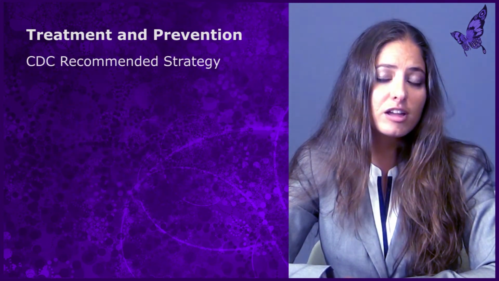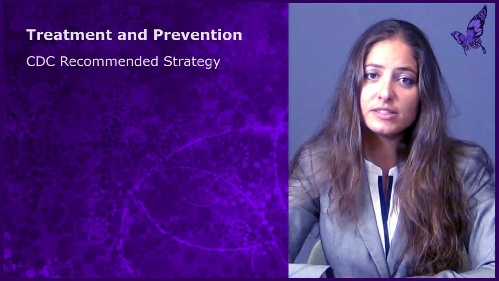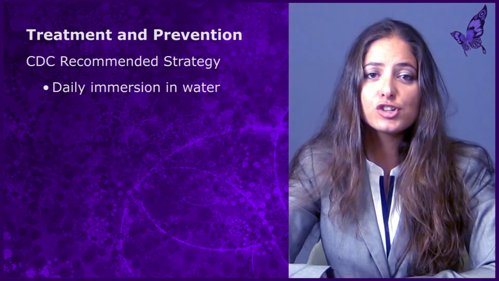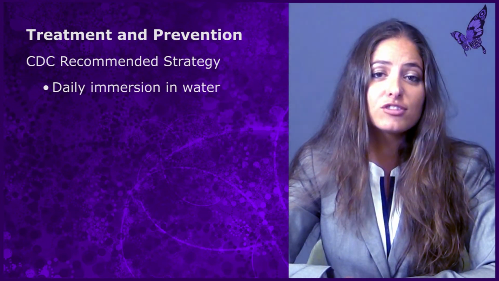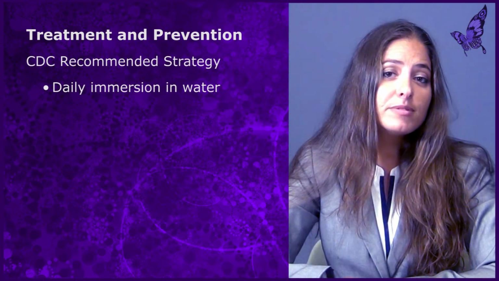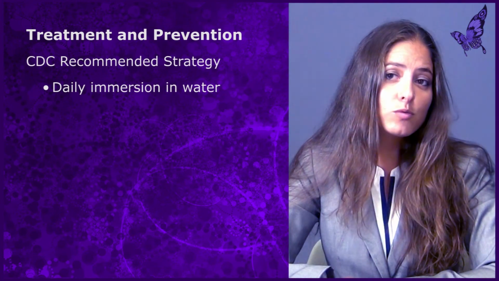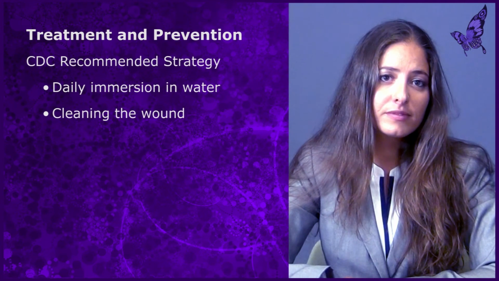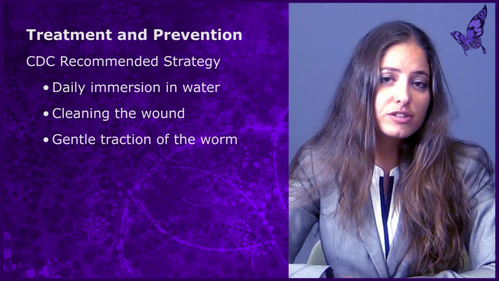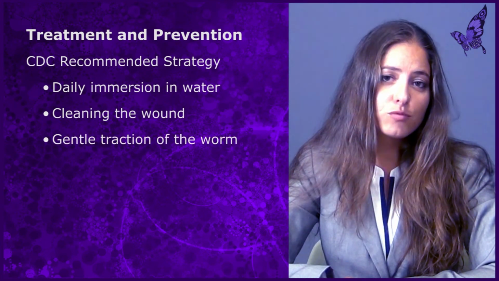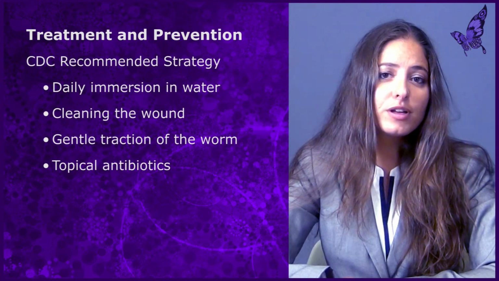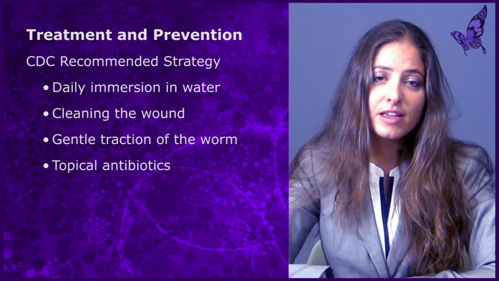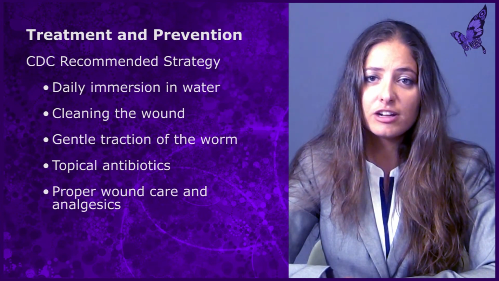The CDC's recommended strategy for guinea worm disease treatment is as follows. Number 1. Daily immersion of the affected limb in a contained source of water and prohibiting the patient from contact with drinking water sources. Number 2. Cleaning the wound. Number 3, slow, gentle, daily traction of the worm. Number 4, topical antibiotics to prevent superimposed bacterial infections. And 5, proper wound care and analgesics.